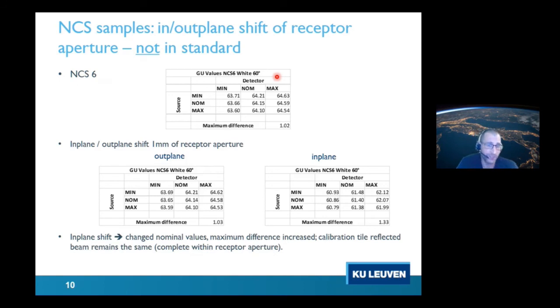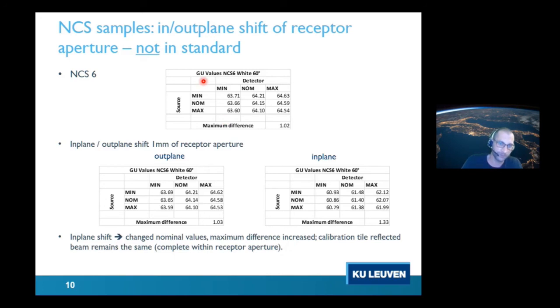And this is something which is not in the standard, but we were thinking, let's say you would shift your receptor aperture in the incidence plane or out of the incident plane, so parallel and perpendicular to the incident plane, by 1 millimeter. What would happen to the gloss values that you report or can measure? This is what we had before, if it's in the exact position it should be, just changing the sizes of the apertures.